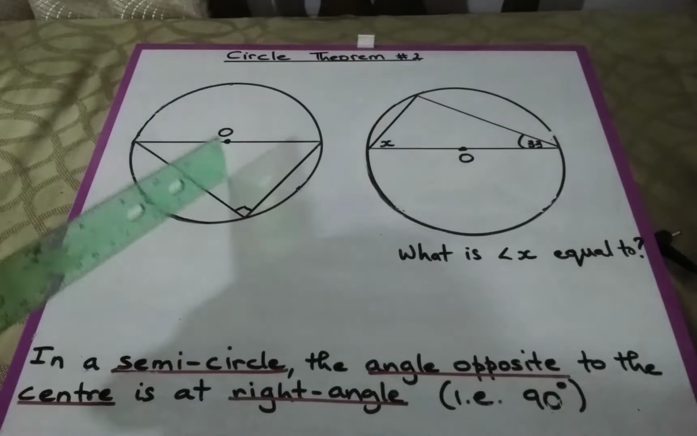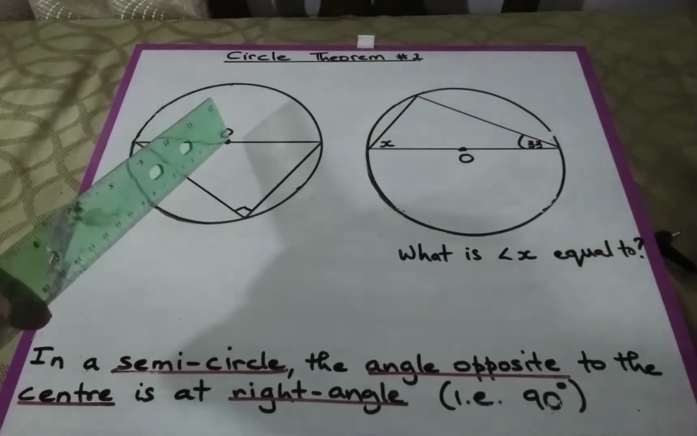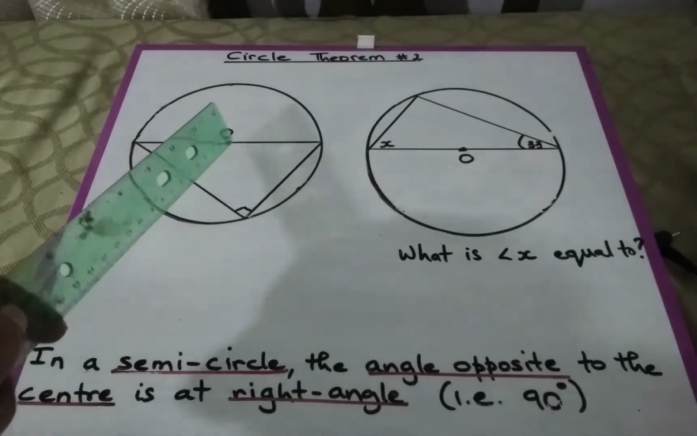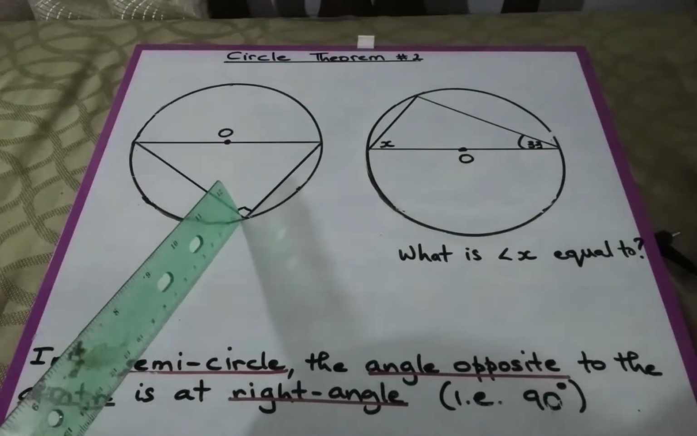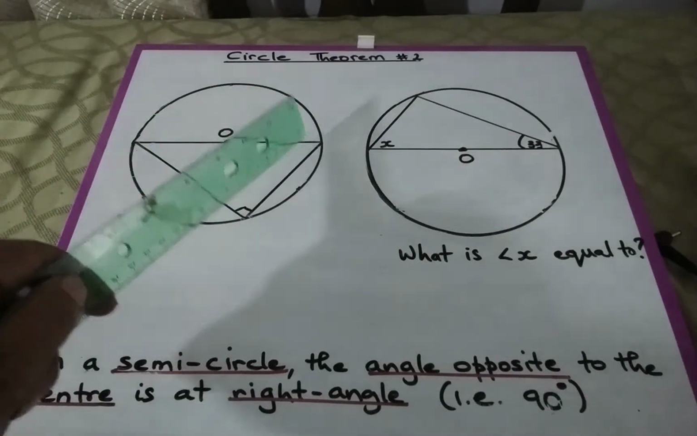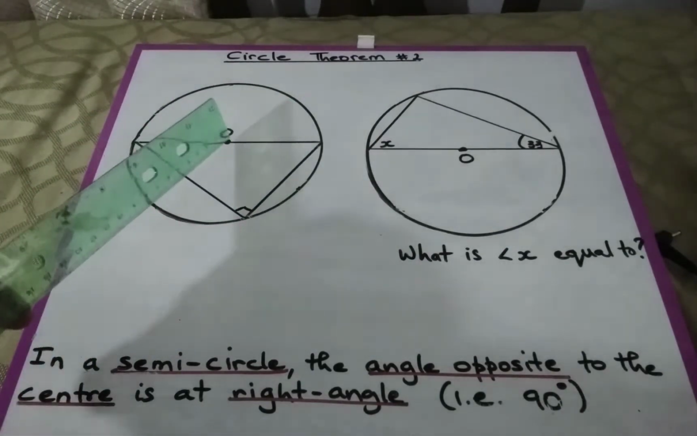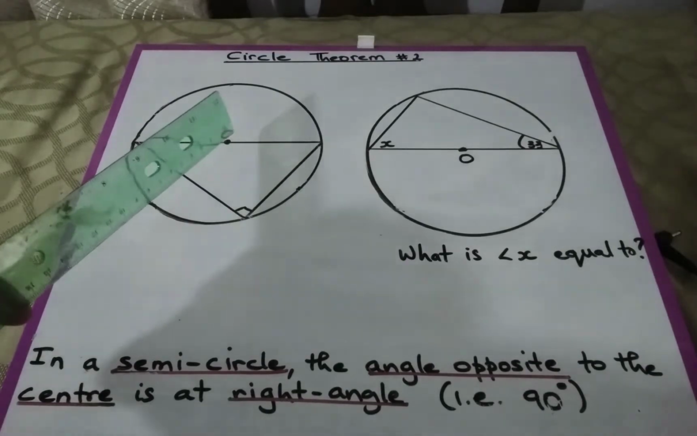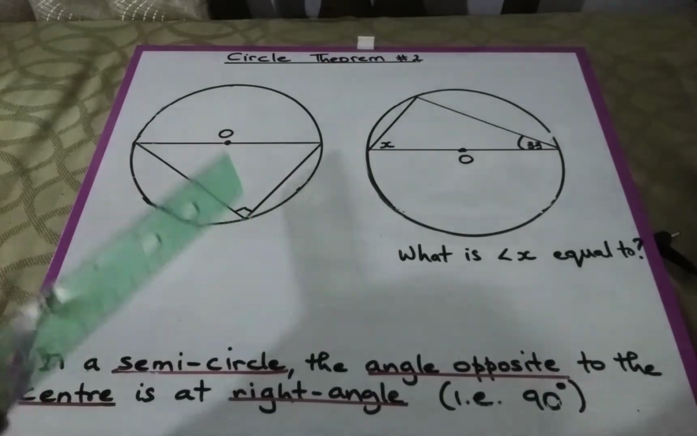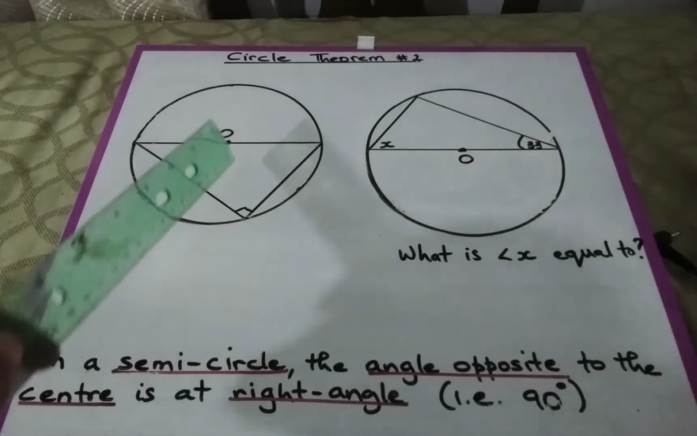So in this semicircle, the angle that is opposite or across from the center is 90 degrees. So it's not these two angles. These two angles would be next to the center. They are formed next to the center. So the one that is opposite, or subtended.